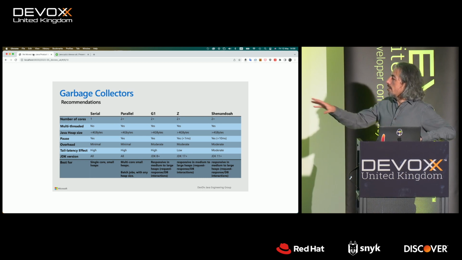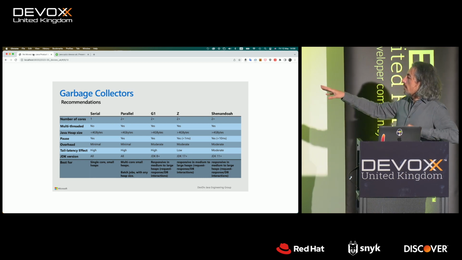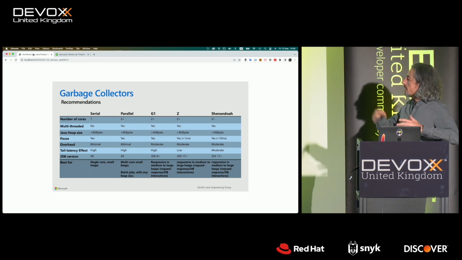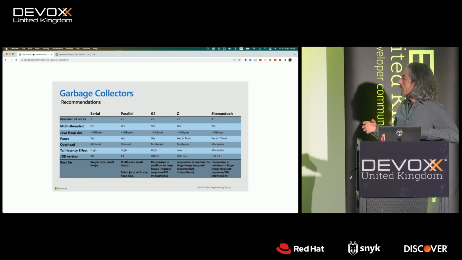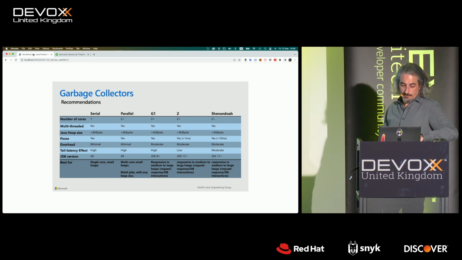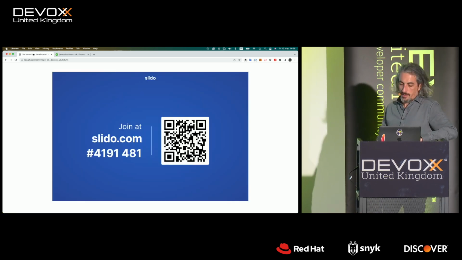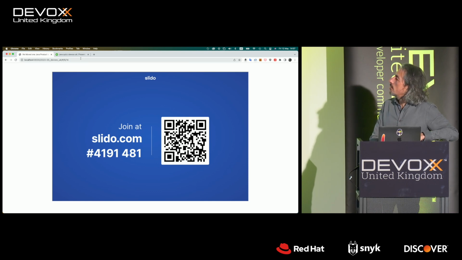All right. So it depends on whether you have single core or multi-core, smaller or larger heaps, different parameters, what the overhead is, and also what version of JDK, because obviously everybody's using JDK 17 now, so you can use all of them. But if you're not, some of them are not available in all the versions. Okay, so again, let's go to the next question.